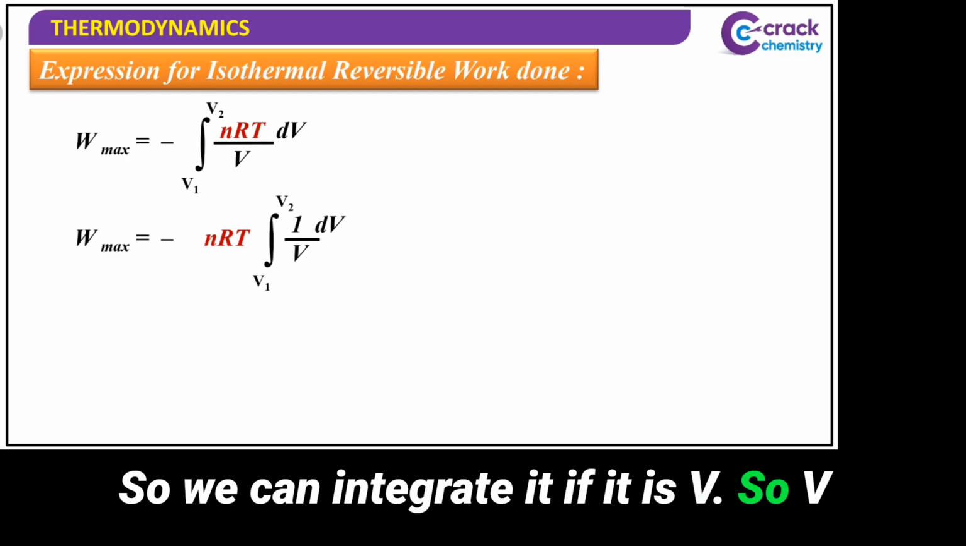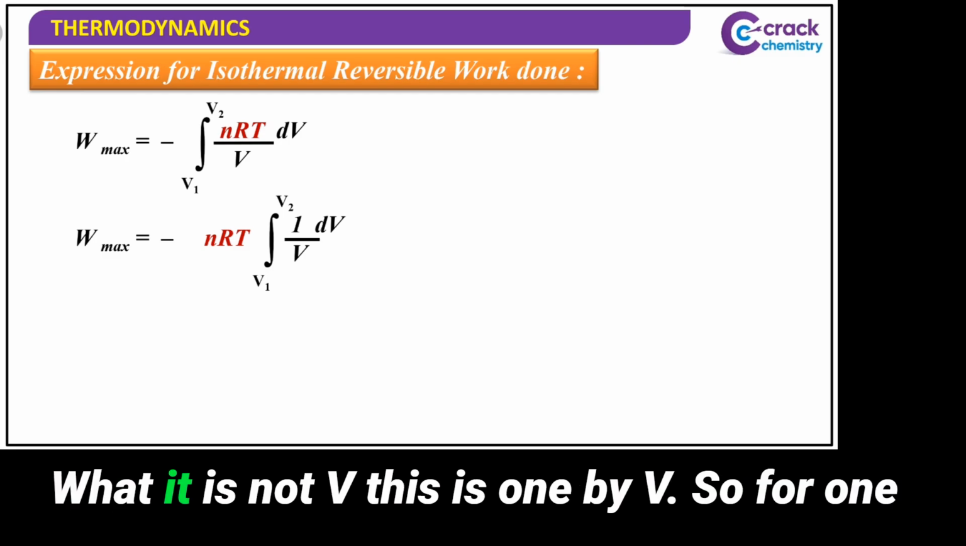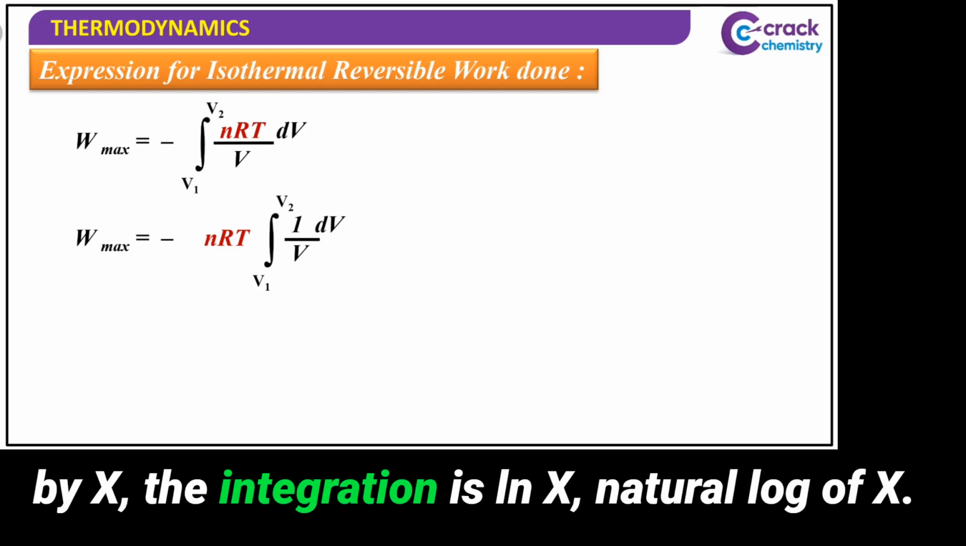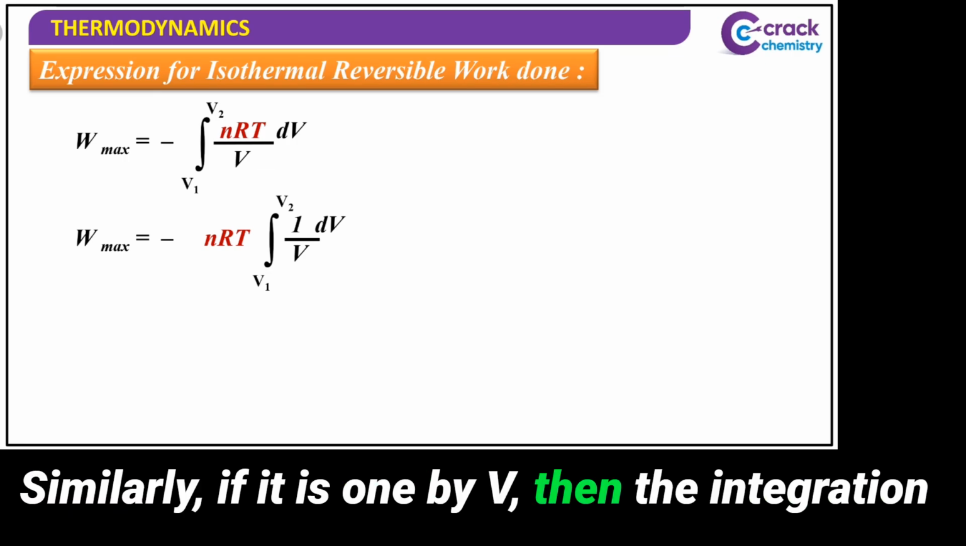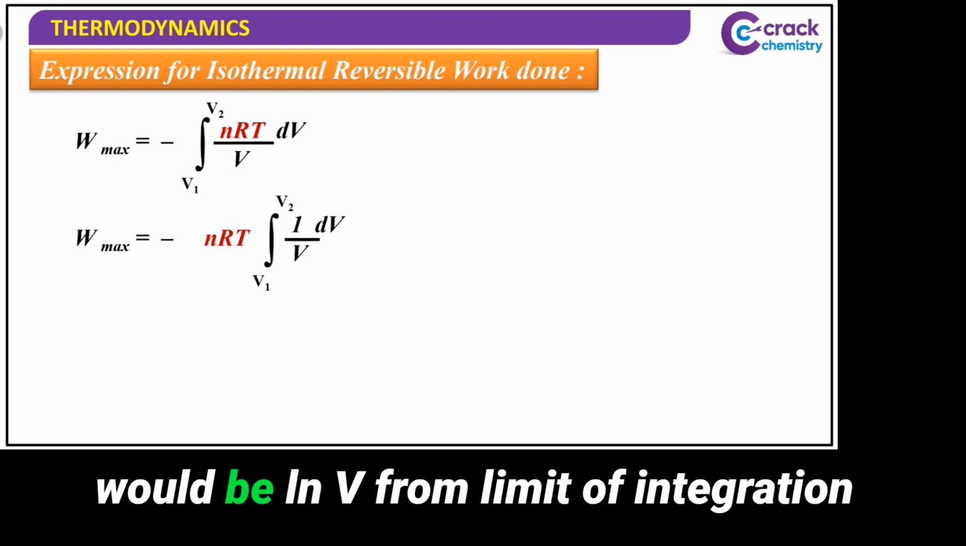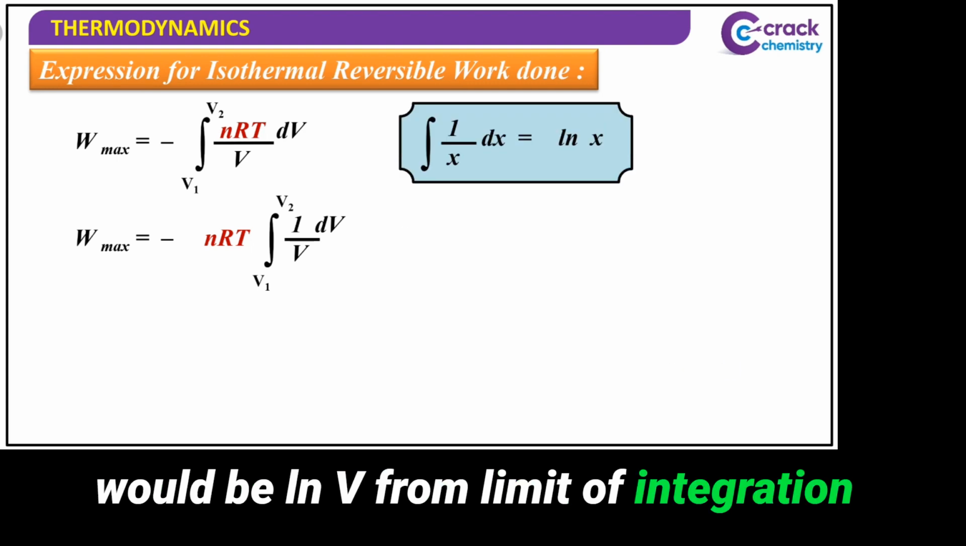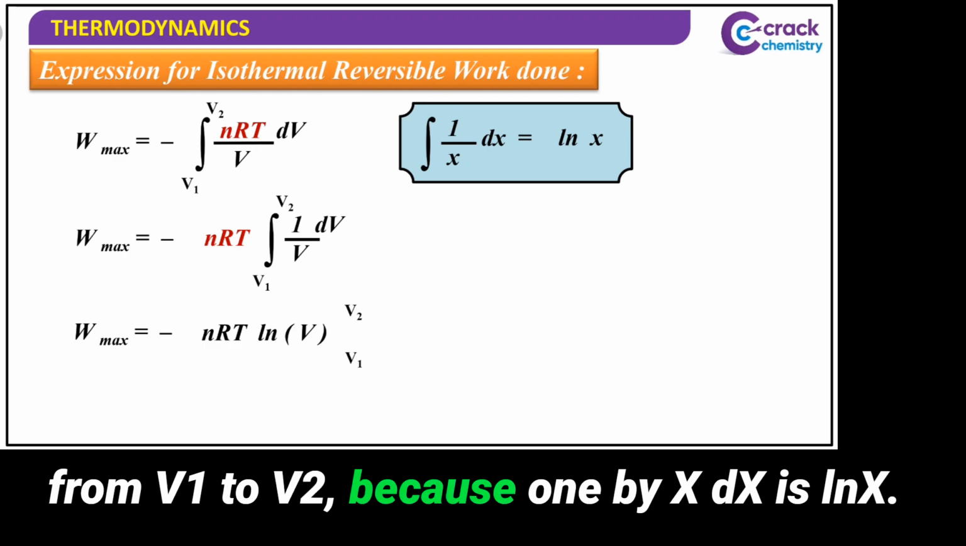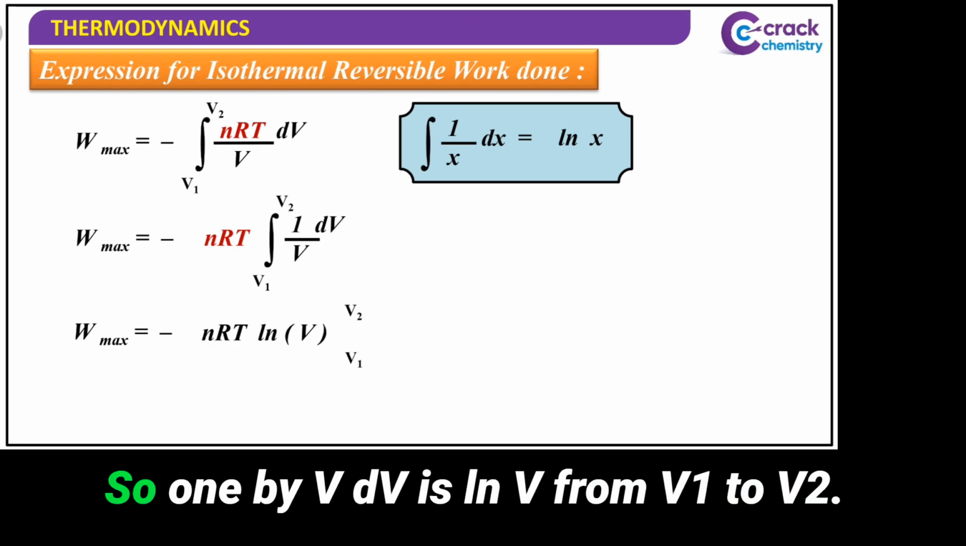If it were V, then V square by 2 would be the integration, but it is not V. This is 1 by V. For 1 by x, the integration is ln x, the natural log of x. Similarly, if it is 1 by V, then the integration would be ln V with limits of integration from V1 to V2. Because the integral of 1 by x dx is ln x, the integral of 1 by V dV is ln V from V1 to V2.